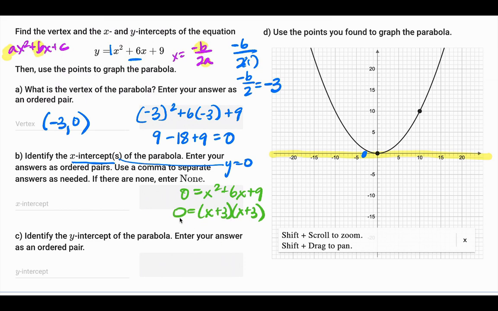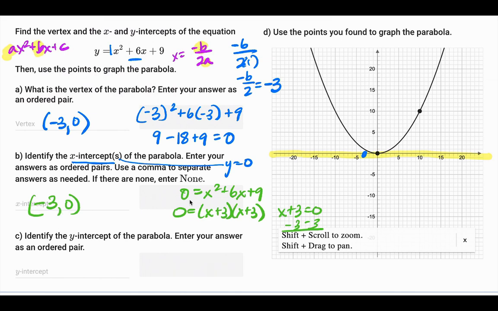And since they're both the same, then we set it equal to 0, but they're both going to be the same number. So I say x plus 3 equals 0, subtract 3, so x equals negative 3, comma 0. And so in this case, because they're both the same, there's only one x-intercept. It's negative 3 comma 0.